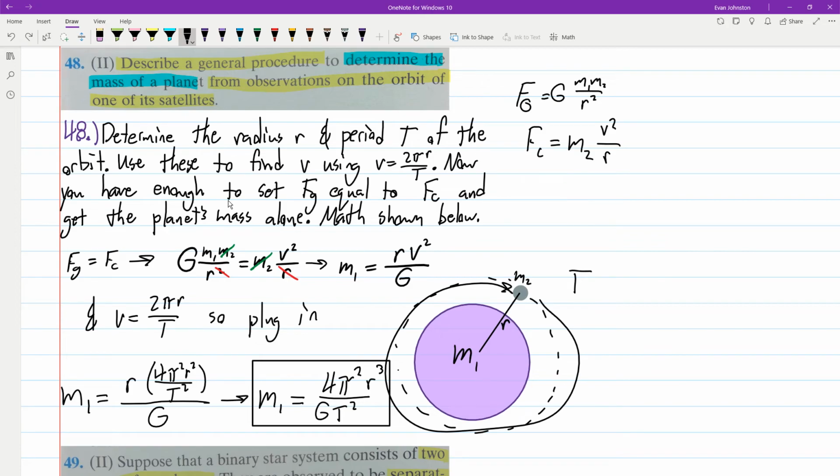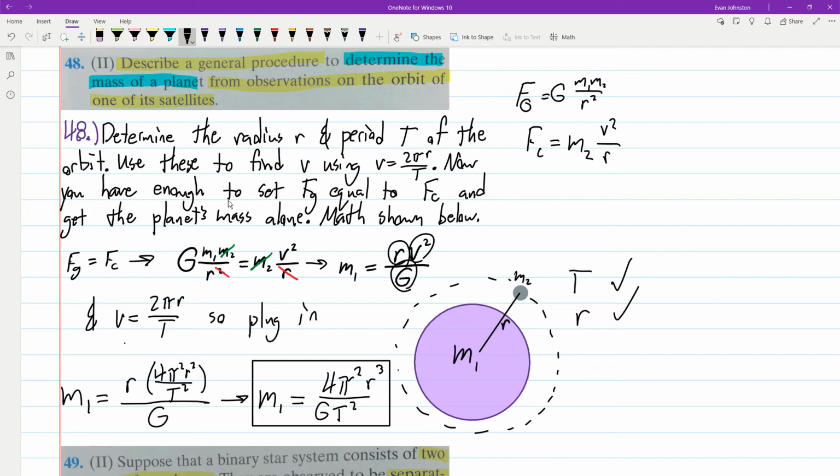If they also could determine the radius of the orbit, then we know not just the period, we know the radius. If we know the period and the radius, we could absolutely plug in and find the speed. Then we would know the radius again in this equation, and we would know the speed, we know the radius, we always know this universal constant, and they would be able to find the planet's mass alone.